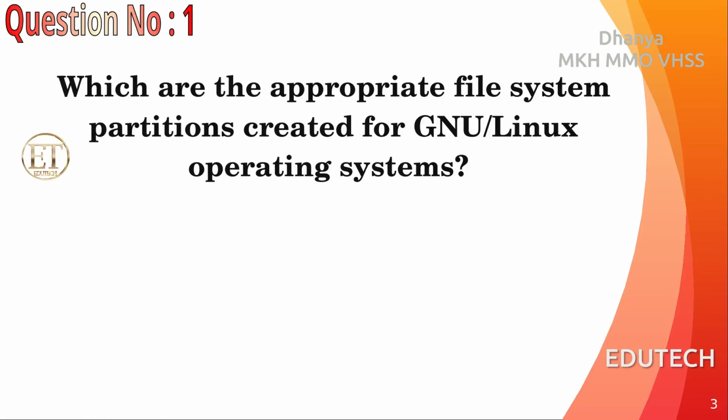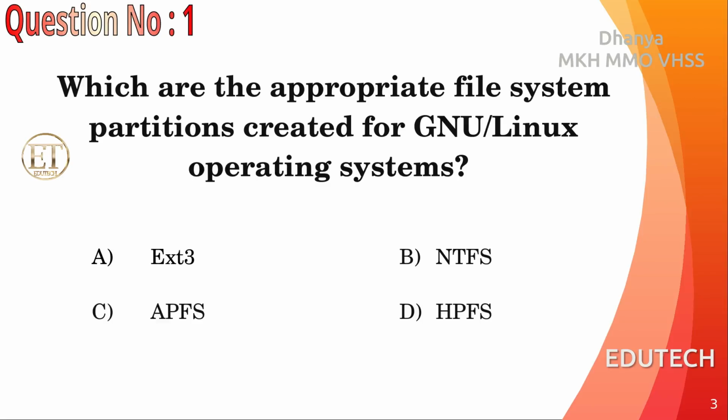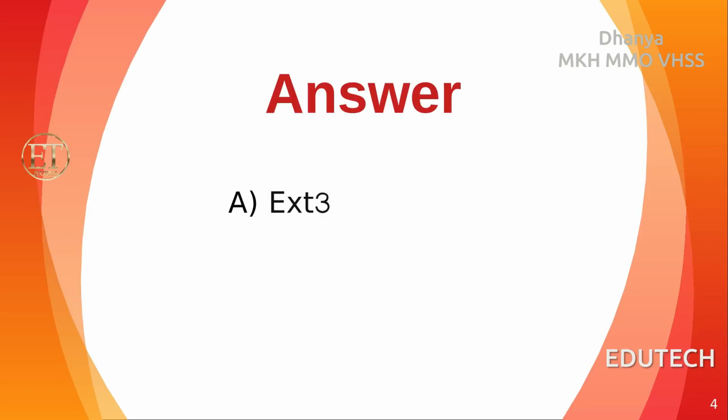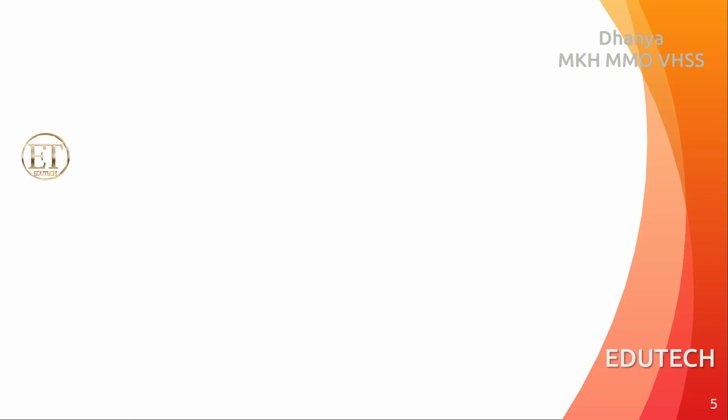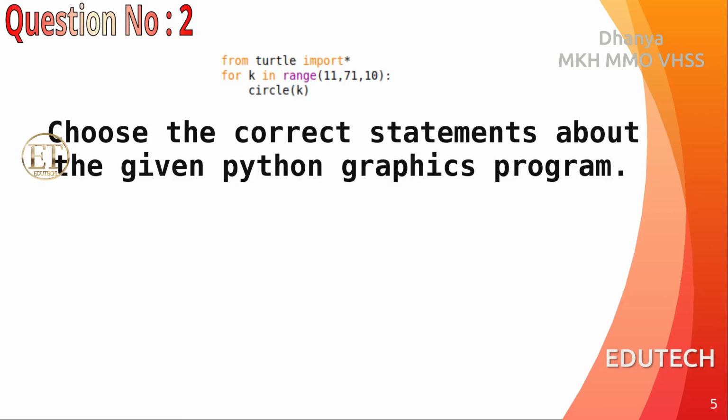Which are the appropriate file system partitions created for GNU Linux operating systems? A. ext3, B. ntfs, C. apfs, D. hbfs, E. ext4. Answer: A. ext3 and E. ext4.